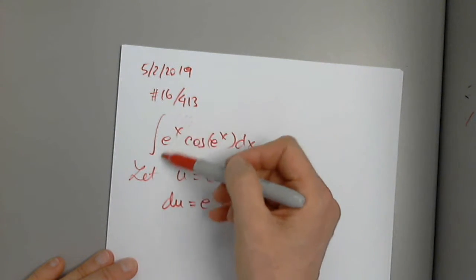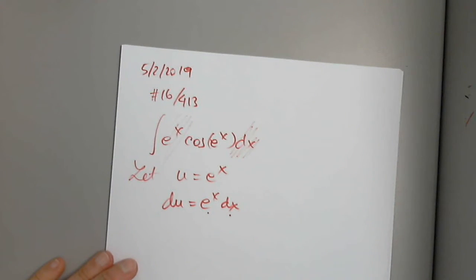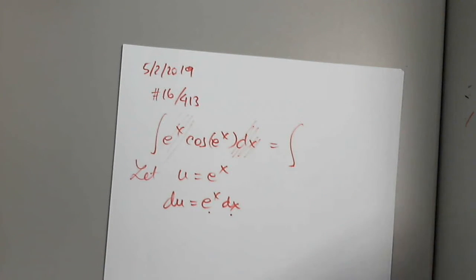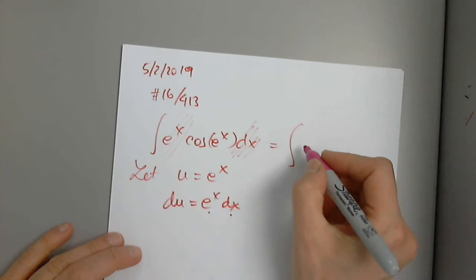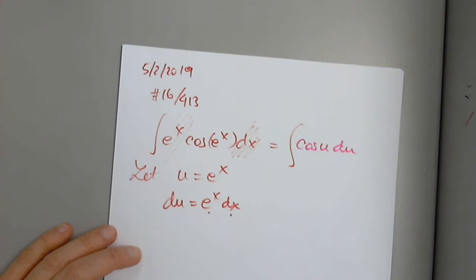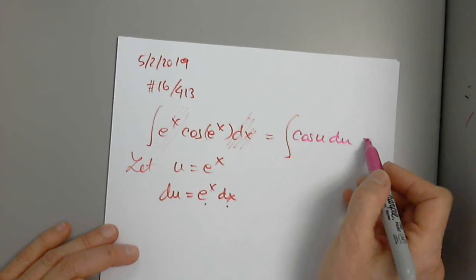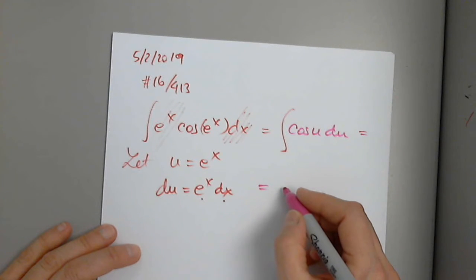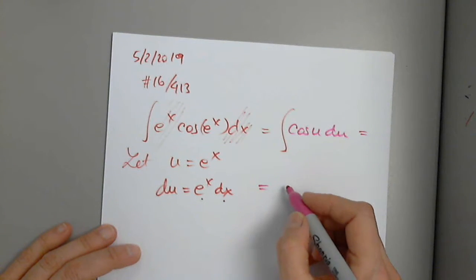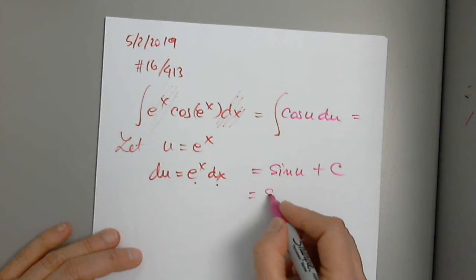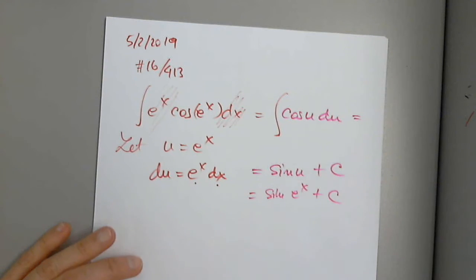Now you notice that this piece and this piece are exactly what we need. So can anyone express this integral? It will be cosine u du. Do you all see it? Which function prime is cosine u? Careful. Sine u plus a constant c. And now we have to go back and write sine e to the x plus a constant c.